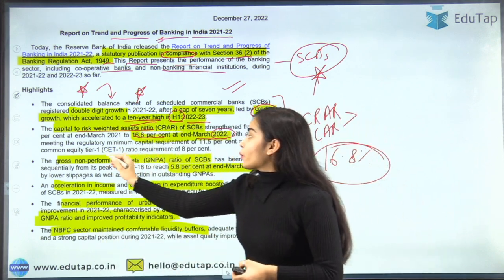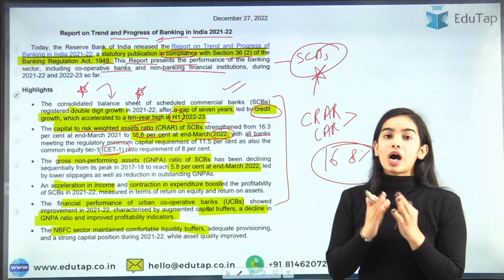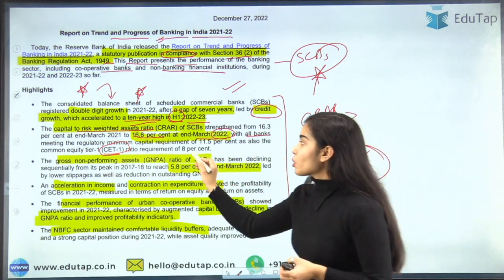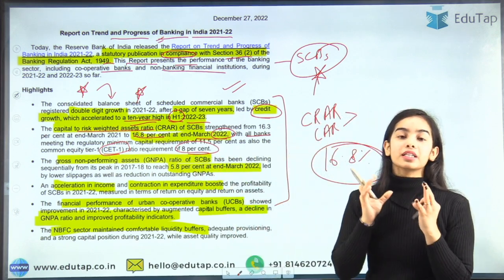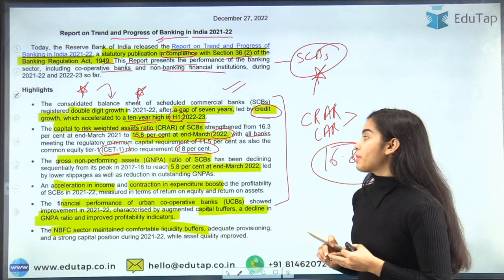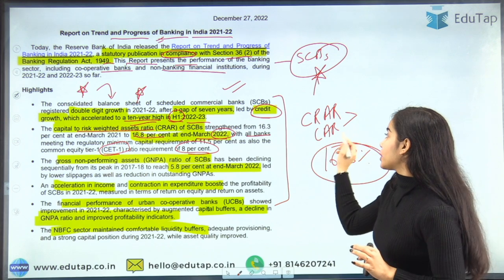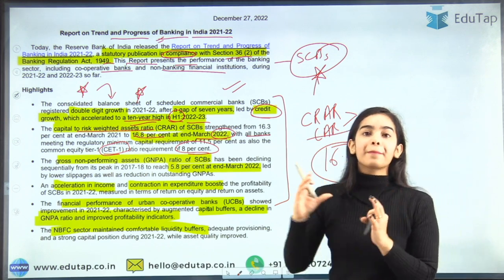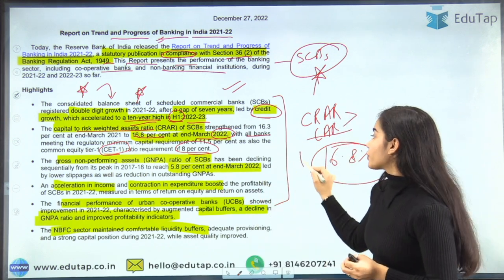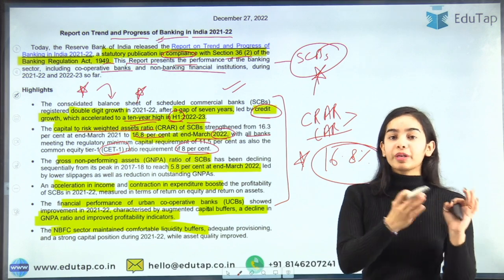The common equity tier 1 ratio, the minimum requirement is 8%, and this is also maintained by the scheduled commercial banks. So you can understand that the banks are keeping good capital adequacy ratio. They are keeping good capital buffers with themselves. We have already discussed this data in the previous session.